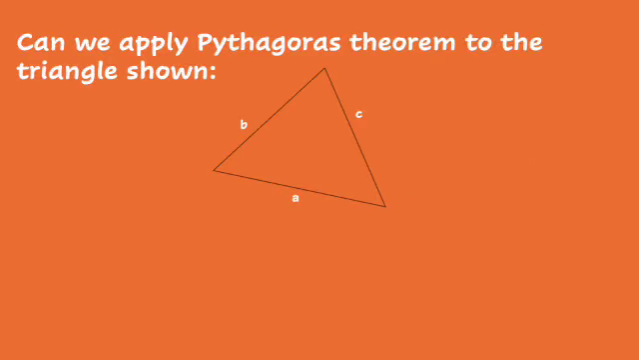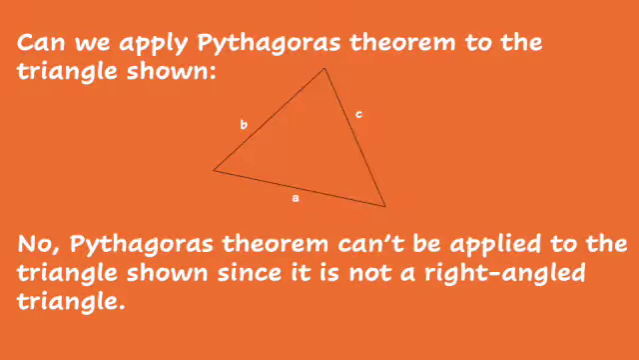Have a look at this triangle shown here with three sides A, B and C. Can we apply Pythagoras theorem to this triangle? What do you think? As we discussed earlier, Pythagoras theorem is only applicable to the right angle triangles. And do you think this is a right angle triangle? No. The Pythagoras theorem cannot be applied here because it is not a right angle triangle. You can see here none of the angles is 90 degrees. So we cannot use Pythagoras theorem here.